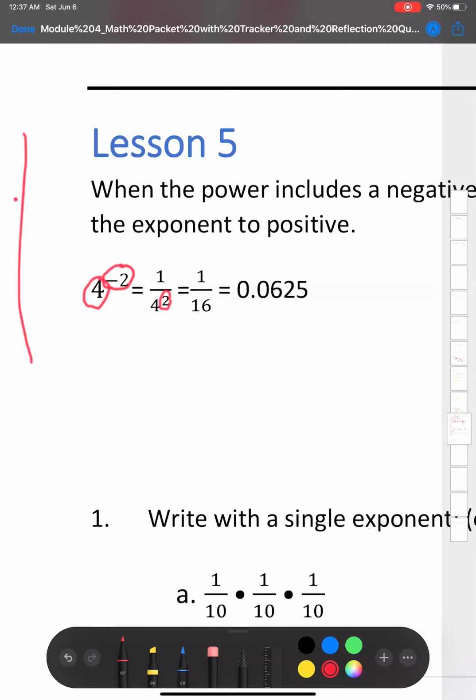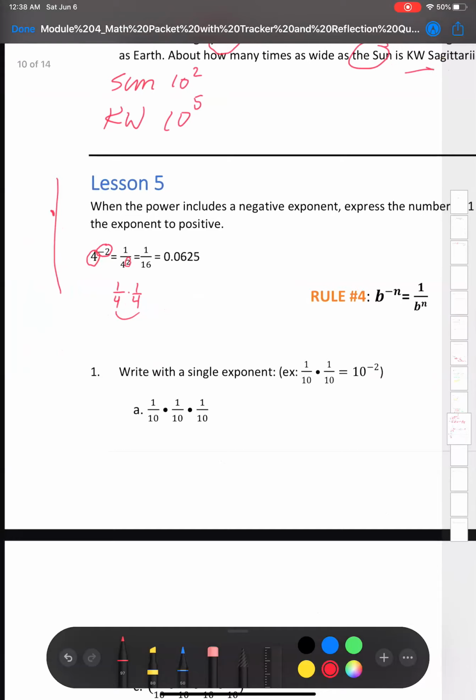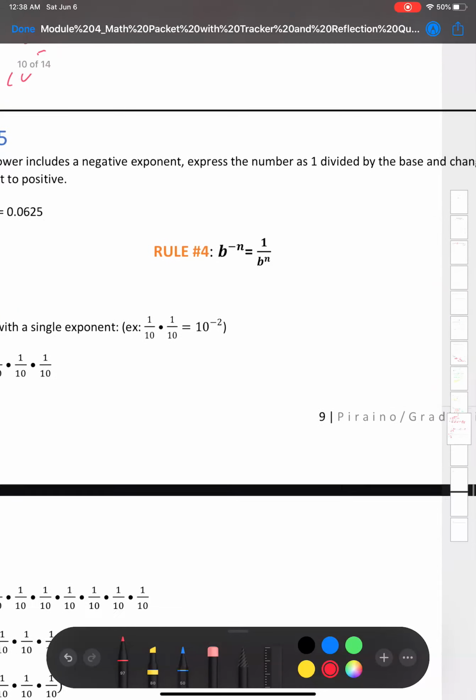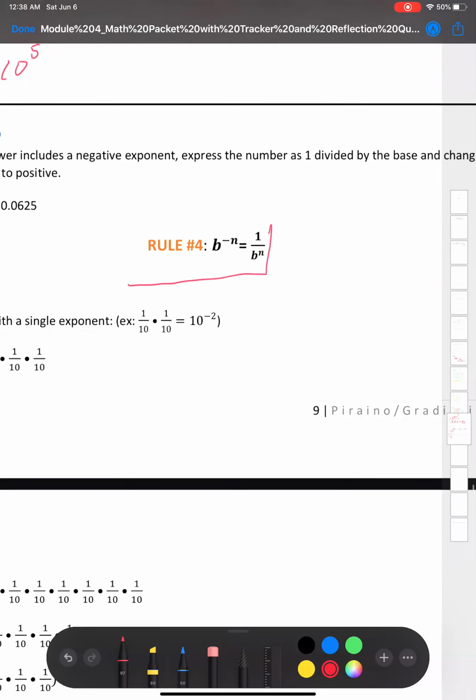And then we just basically calculate. So that ends up being 1 divided by 16, because 1 divided by 4 to the second power is the same as 1 divided by 4 times 1 divided by 4. And 4 times 4 is 16. All right, and here is that rule. This is what you're going to need to be familiar with. I think this is pretty straightforward.